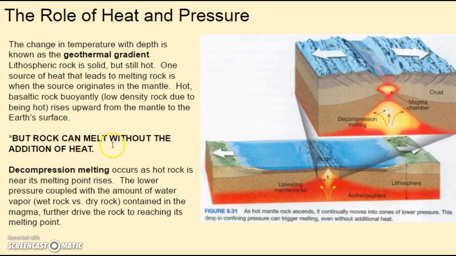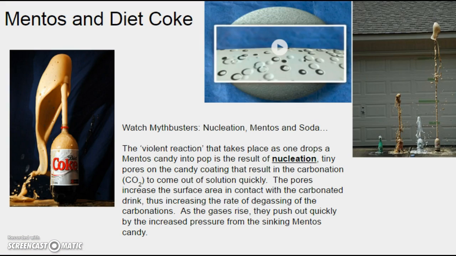But rock can melt without the addition of heat. We call this decompression melting. This occurs as hot rock nears its melting point as it begins to rise. The lower pressure, coupled with the amount of water vapor, right, wet rock versus dry rock, contained in the magma further drives the rock to reaching its melting point. So as I decrease the pressure that's overlying it, it can melt, and it melts without the addition of heat.